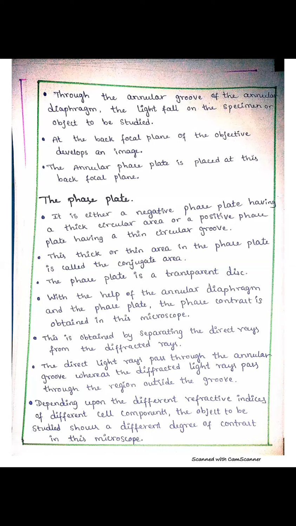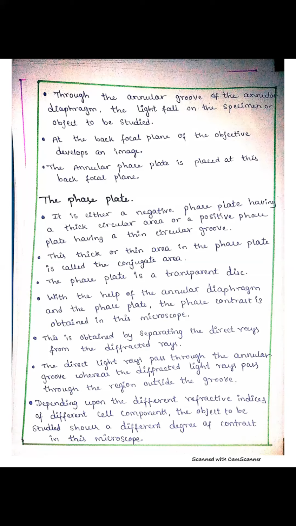At the back focal plane of the objective, an image develops. The annular phase plate is placed at this back focal plane. The phase plate is either a negative phase plate or a positive phase plate. The negative phase plate has a thick circular area and the positive phase plate has a thin circular groove. This thick or thin area in the phase plate is called the conjugate area. The phase plate is a transparent disc.